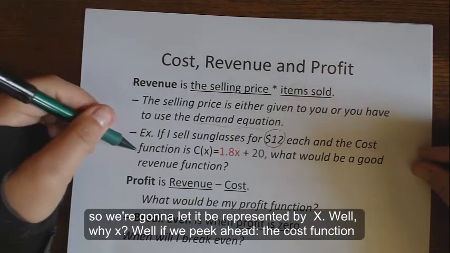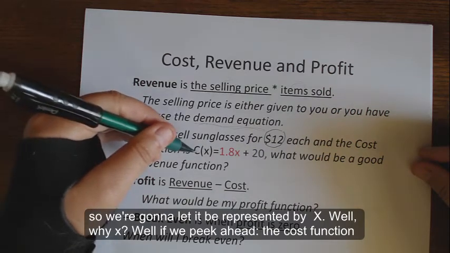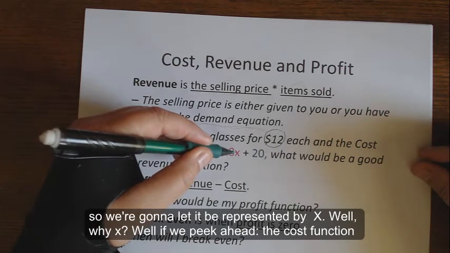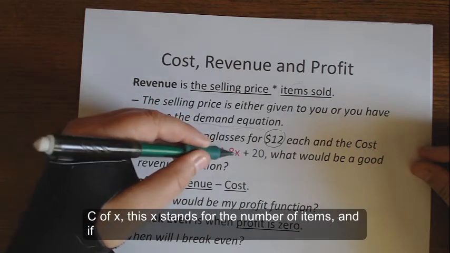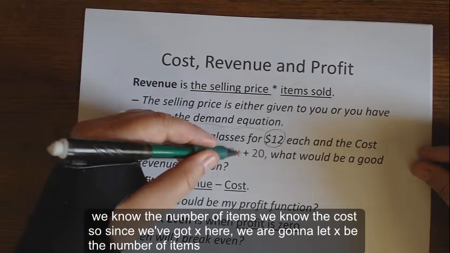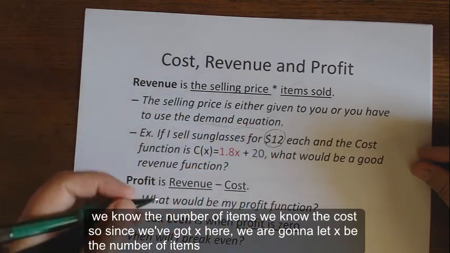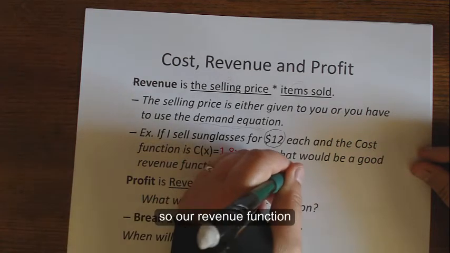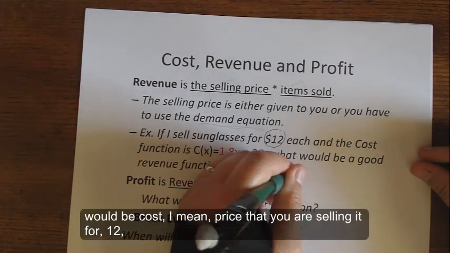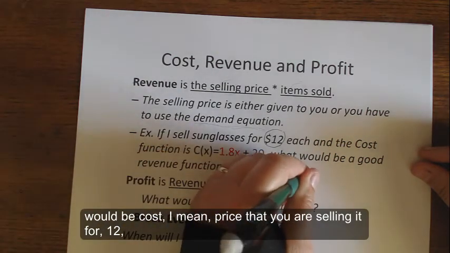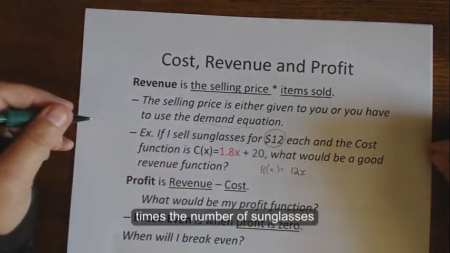Now, why x? Well, if we peek ahead, the cost function C of x, this x stands for the number of items. And if we know the number of items, we know the cost. So since we've got x here, we're going to let x be the number of items. So our revenue function would be the price that you're selling it for, 12, times the number of sunglasses. So that's your revenue function.